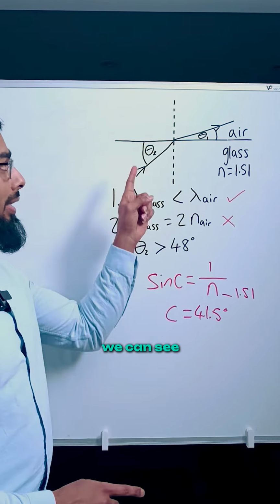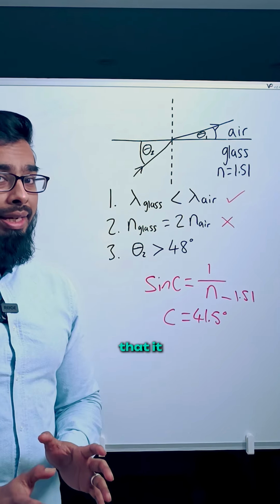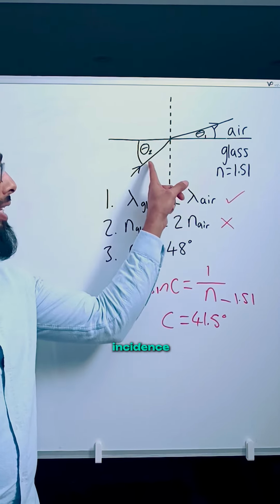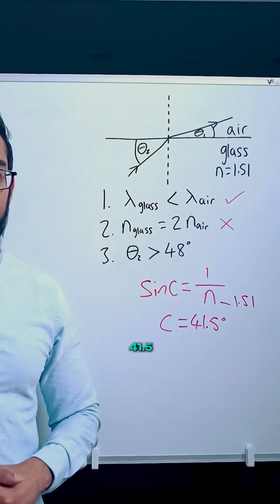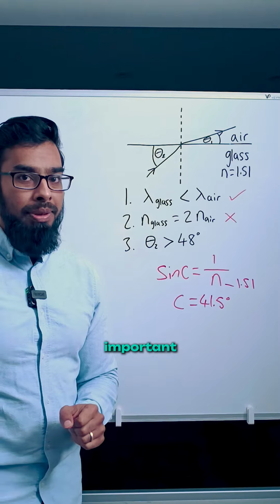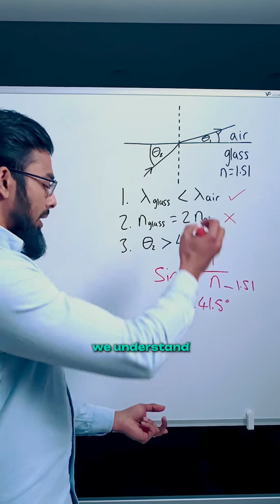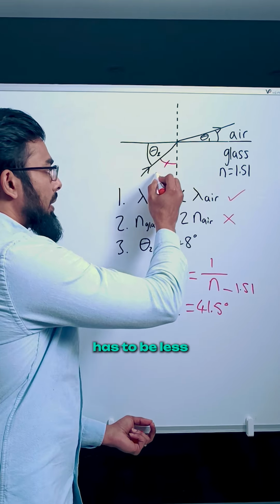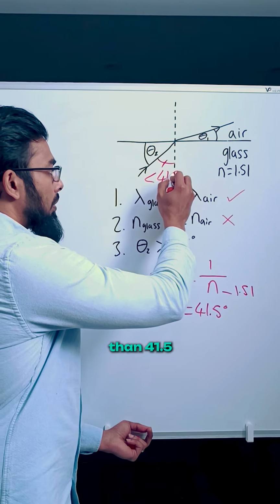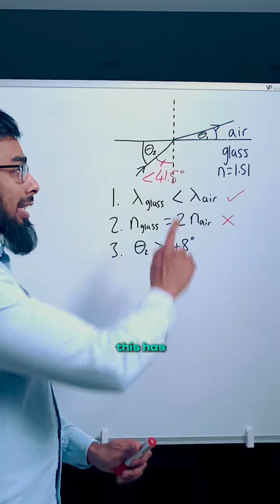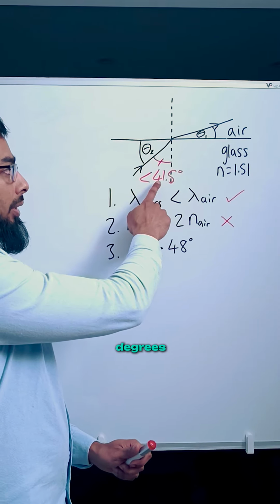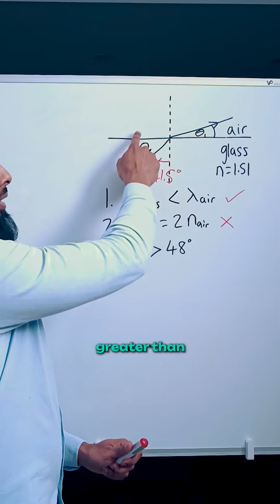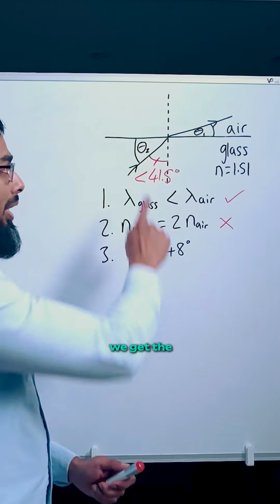But in this question, we can see that the light refracts. So the fact that it refracts tells us the angle of incidence should be less than 41.5. So here's the really important part. Let's just label this to make sure we understand that the angle in here has to be less than 41.5 degrees. So the fact that this has to be less than 41.5 degrees, this angle has to be greater than 90 minus 41.5. That's how we get the missing angle.